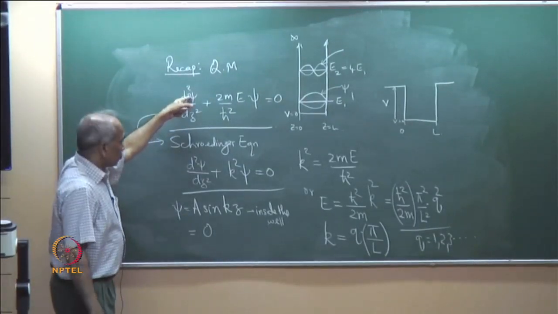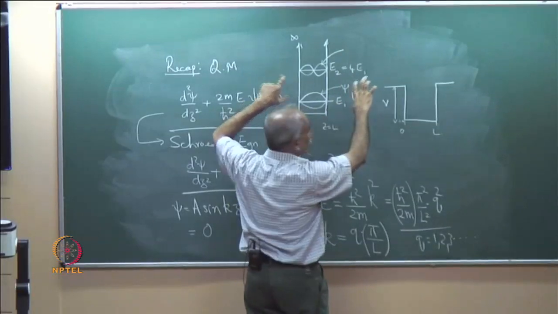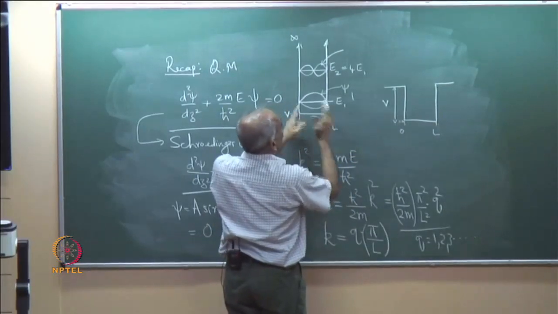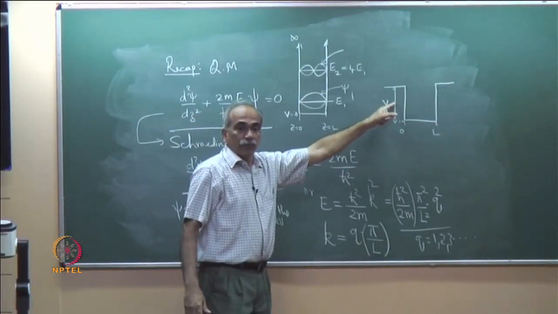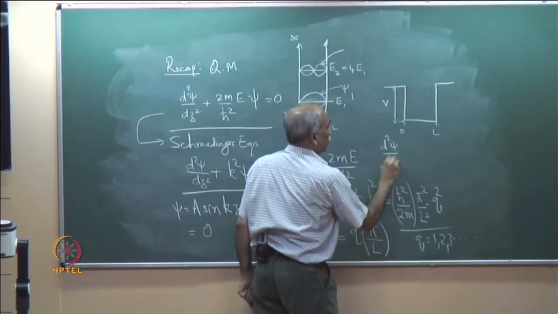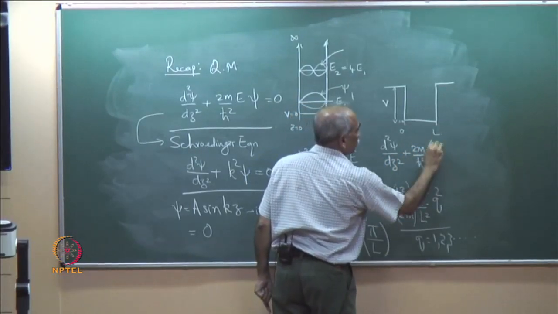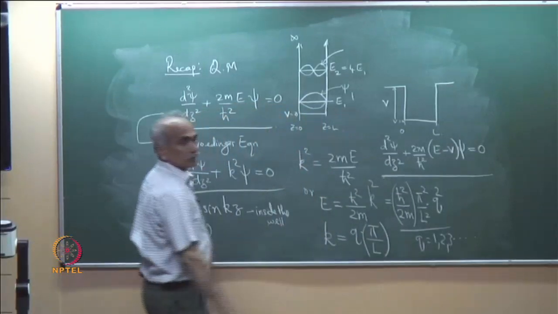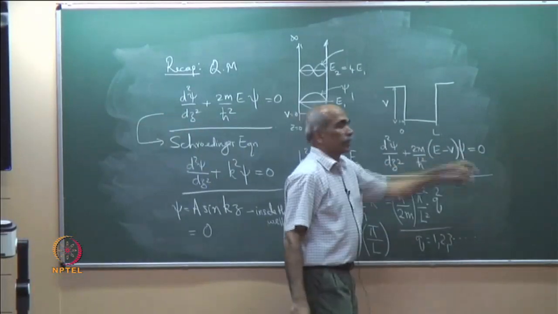Same Schrodinger equation you have to solve, but there is a difference now that outside also there is a finite potential V. Earlier we had only V equal to 0 and there is no field outside because of the rigid wall boundary condition. But now there is a finite value of V. So you have to write the equation for the outer region, which is d square psi by dz square plus 2m by h cross square into E minus V into psi equal to 0. There is a V which has come, potential energy.